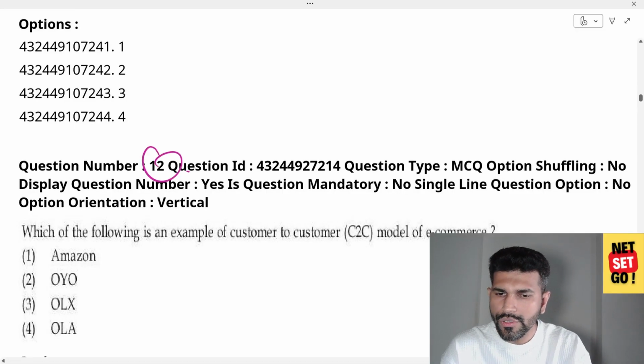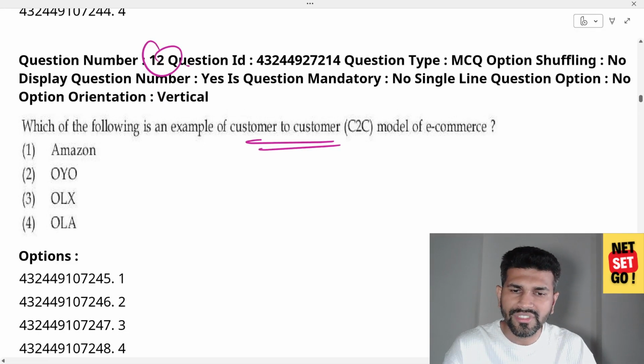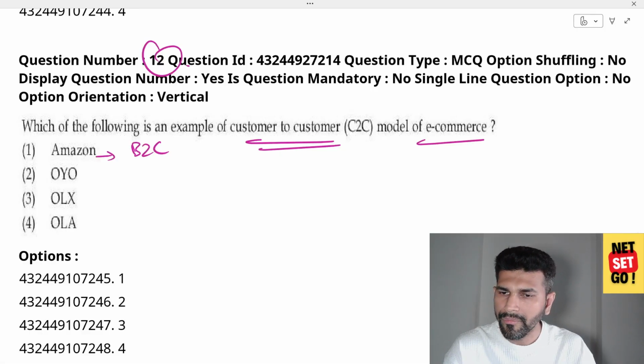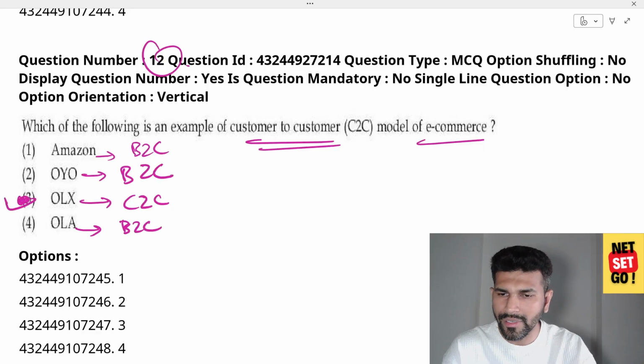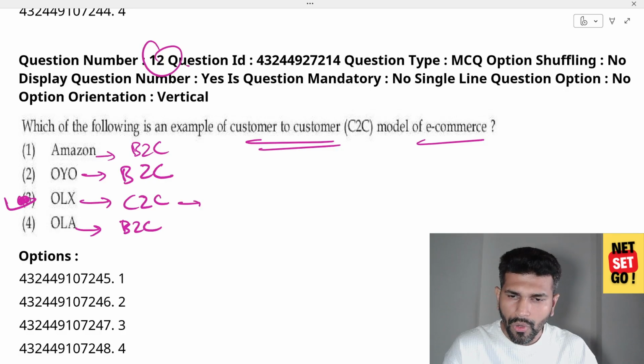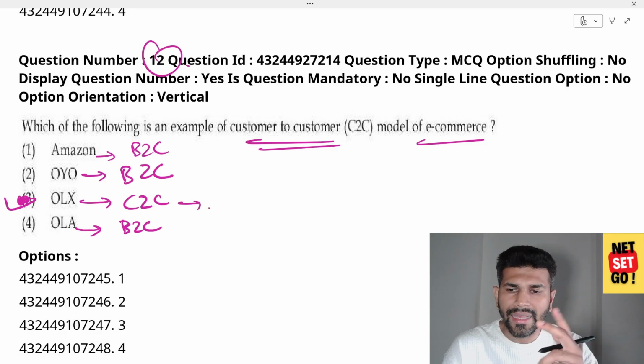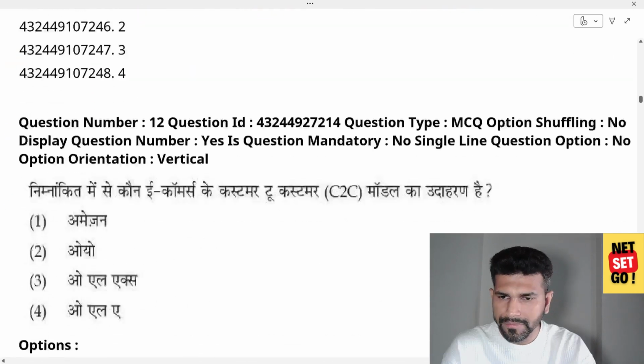Next, which of the following is an example of C2C model of e-commerce? Amazon B2C, Oyo B2C, OLX is C2C and Ola is B2C. So OLX is correct answer because on OLX the second-hand goods are purchased and sold. So option 3 is correct answer.